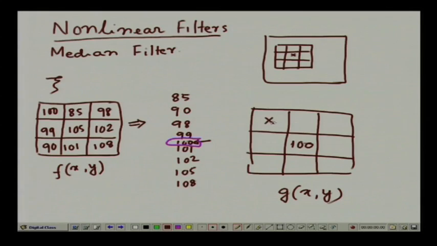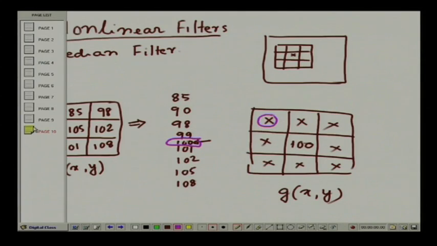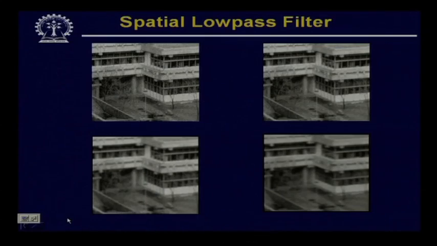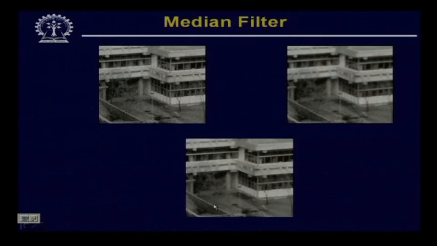Of course, the intensities at other pixel locations will be decided by the median value of the neighborhood of the corresponding pixels. That is, if I want to find the pixel value at this location, then the neighborhood I have to consider will be this particular neighborhood. This is how I can get the median filtered output, and as you can see, this kind of filtering operation is based on statistics.